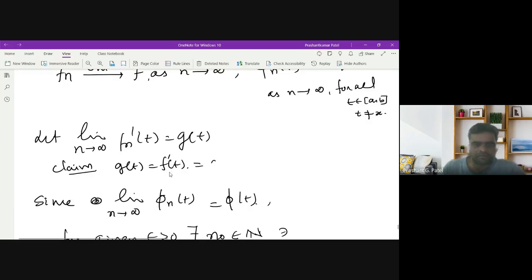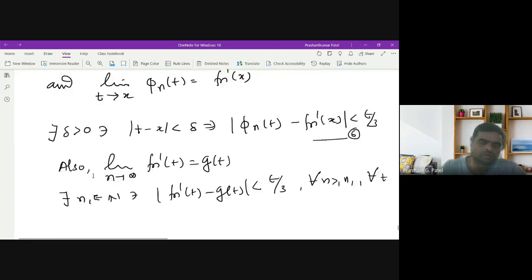Now the ultimate goal is to prove this g of t is same as f dash of t, but f dash of t is nothing but the limit of phi of t as t tends to x. So ultimately I have to prove that limit of t tends to x of phi of t equals g. If I want to prove this one, then I have to see what is the difference between phi of t and g of t. So that we can do.